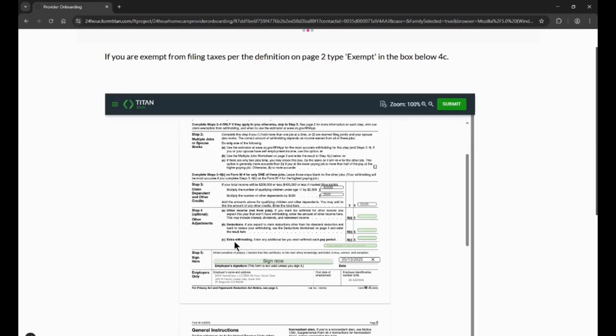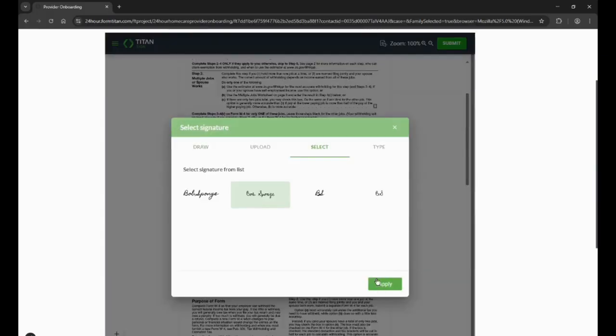For 4C, please note any additional withholdings that you would like in your paycheck. 0 is an acceptable answer here, but in my case, I want an additional $15 removed from each paycheck. Once you have completed the steps, you will sign your form and submit.